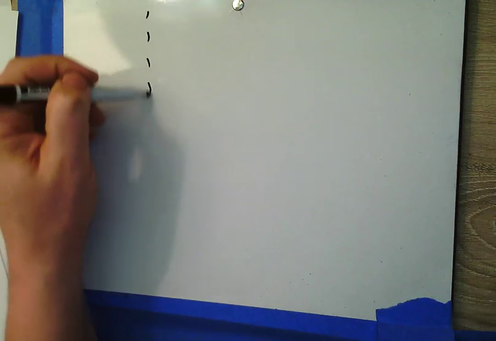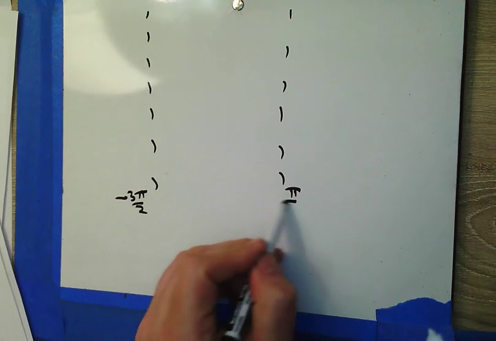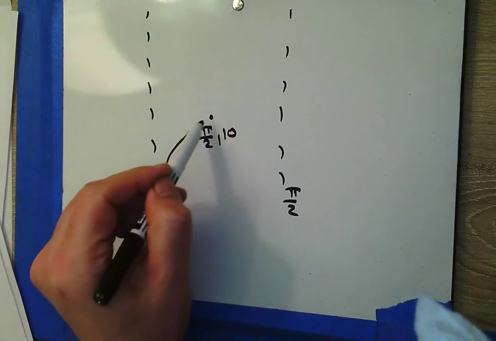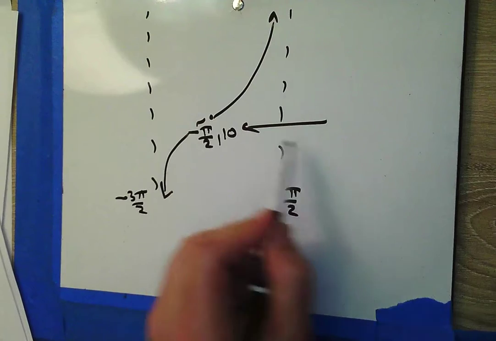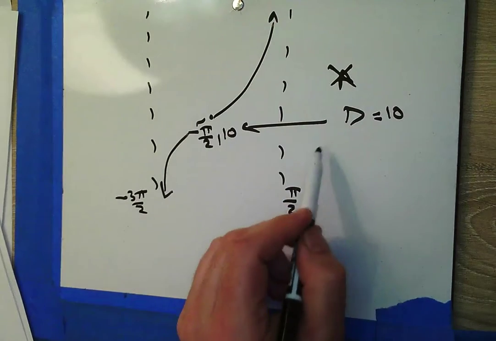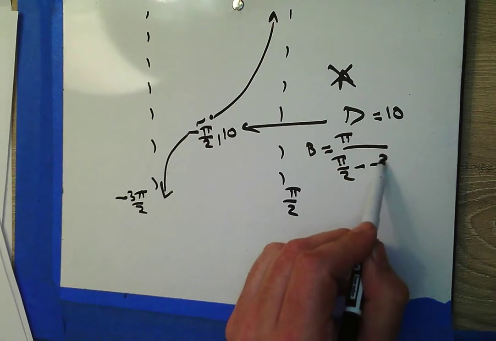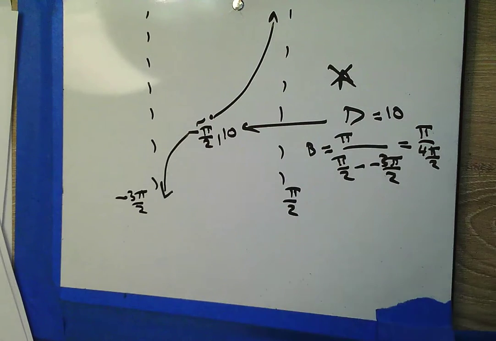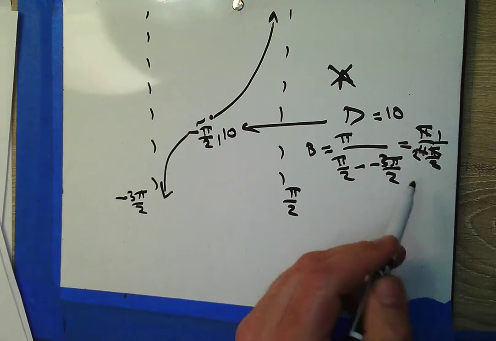How about this one? Negative 3 pi over 2, pi over 2. Negative pi over 2, 10. So, there's my d value. And there's no a value to worry about. B is pi over 2 minus a minus 3 pi over 2. That's going to be 4 pi over 2. Pi over 4 pi over 2. So these cancel and become 2. These cancel, leaving me a 1 on top and a 2 on the bottom.